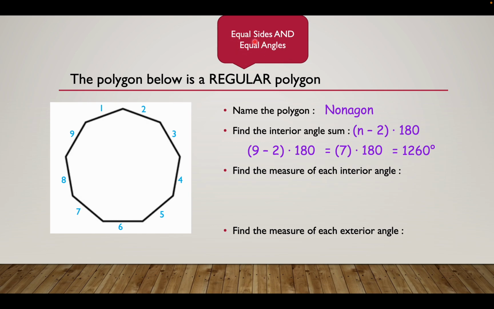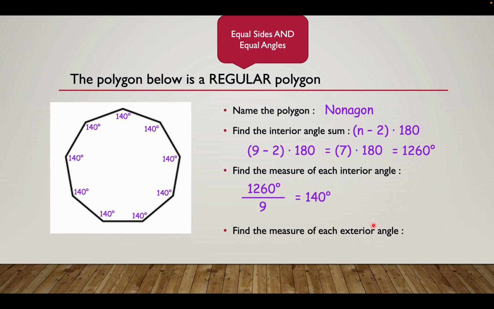If we need to find the measure of each interior angle, recall that each angle in a regular polygon is equal. That means all 9 angles have to be the same measurement. So we need to take our 1,260 degrees and divide it into 9 equal parts. That's going to leave us with 140 degrees. So every angle in this nonagon is 140 degrees, every interior angle.